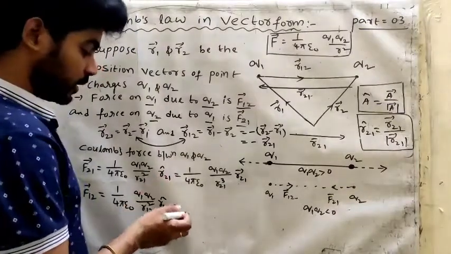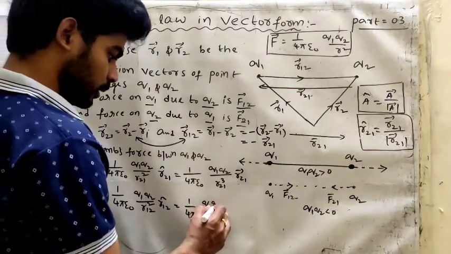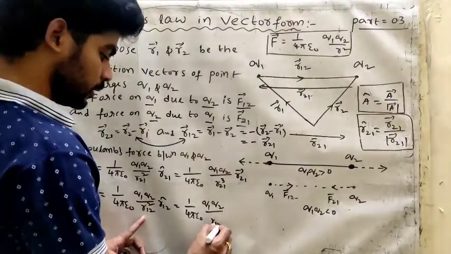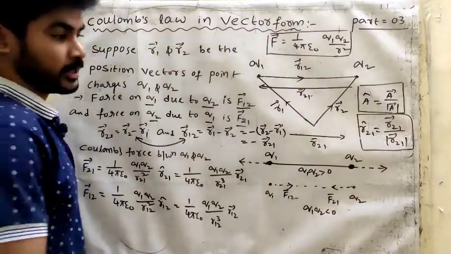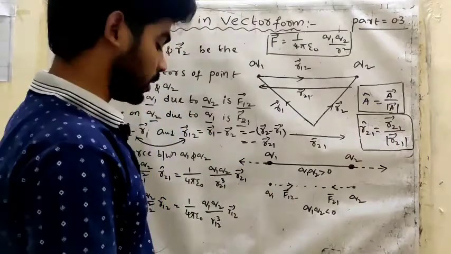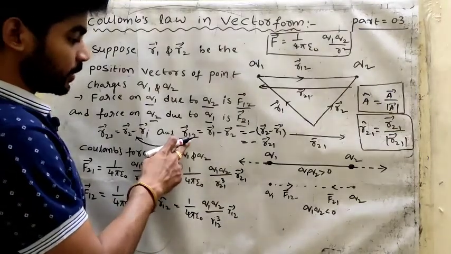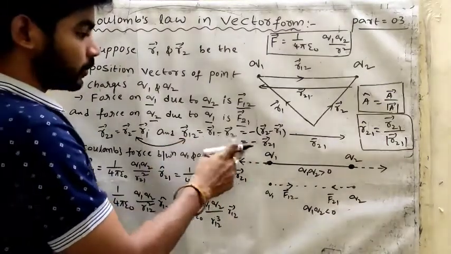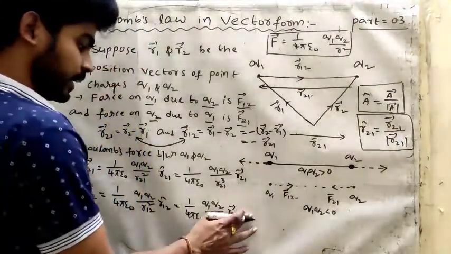So same, this one and this one same, 1 by 4 pi epsilon naught q1 q2 by what we can write, r12 whole cube, and this one r12 bar, because same like r12 cap is equal to r12 bar by magnitude of r12 bar. So again you can calculate, we get this one. So from this relation r12 is equal to minus r21. So this value simply we can write like this.